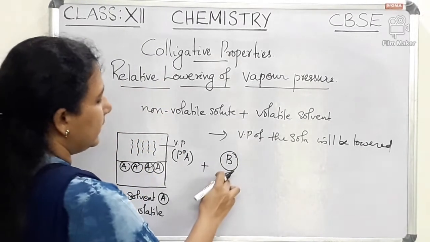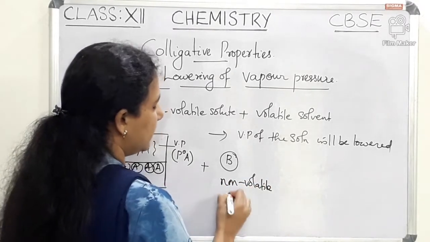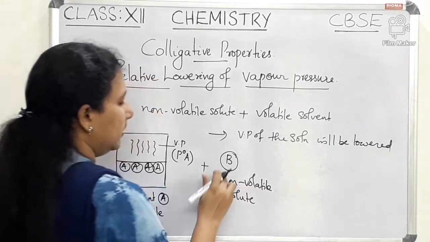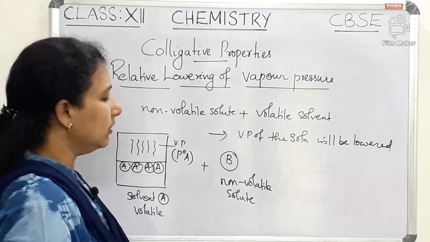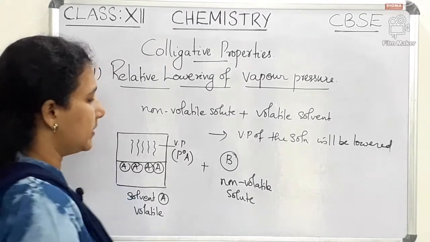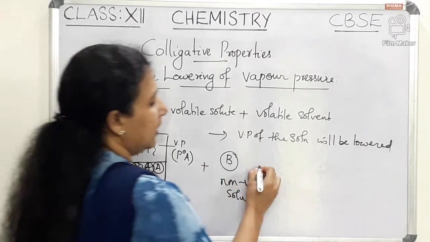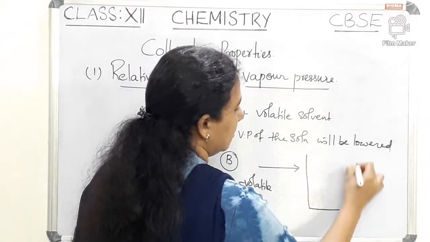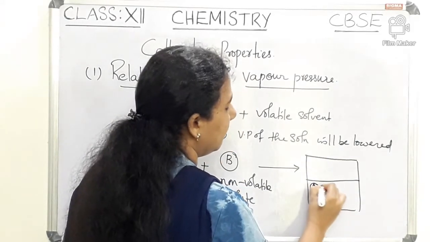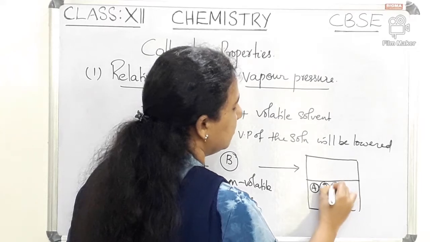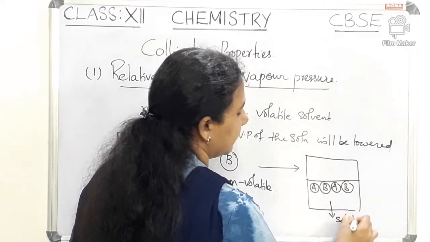And a non-volatile solute is added. A non-volatile solute can be represented by B. That B is non-volatile in nature and will not create any kind of vapor pressure. So a non-volatile solute is added to the pure solvent A. The resulting solution has components A and B.